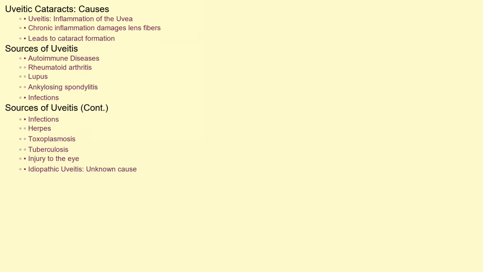So, what causes uveitic cataracts? The root cause is the inflammation of the uvea, the middle layer of the eye. This inflammation, known as uveitis, can stem from a variety of sources. These can include autoimmune diseases like rheumatoid arthritis, lupus, or ankylosing spondylitis, infections such as herpes, toxoplasmosis or tuberculosis, injury to the eye, or in some cases, the cause remains unknown, termed idiopathic uveitis. The chronic inflammation directly damages the lens fibers, leading to cataract formation.